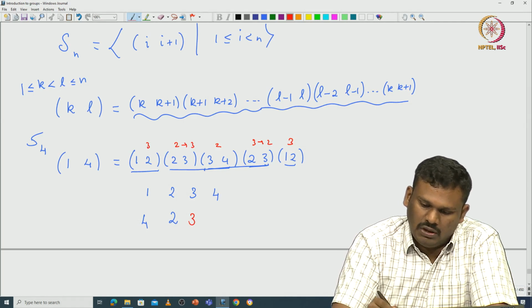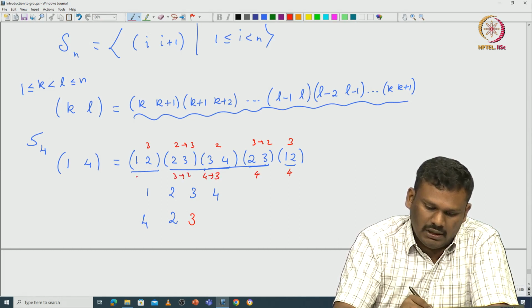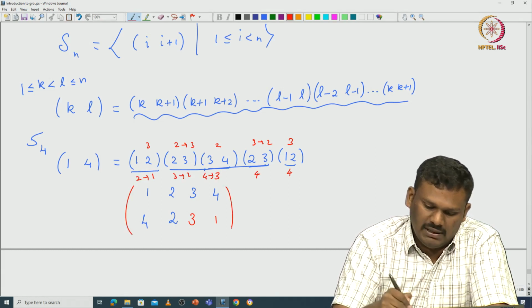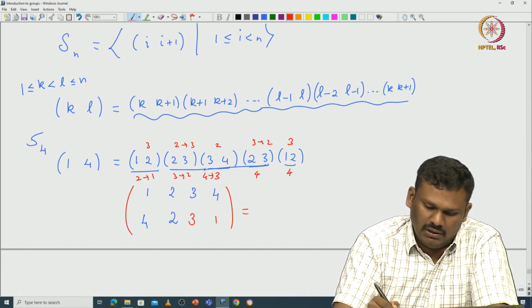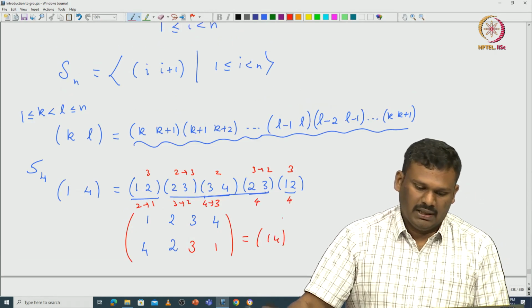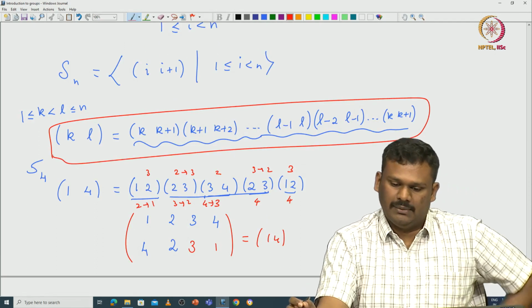Similarly, you can see that 4 is fixed here, 4 is fixed here, 4 goes to 3, but 3 goes to 2 here and then 2 goes to 1. So, 4 goes to 1. So, that means this is exactly the cycle (1 4). Okay. And this is what is happening here in this product as well. Okay. Let me just show by example.